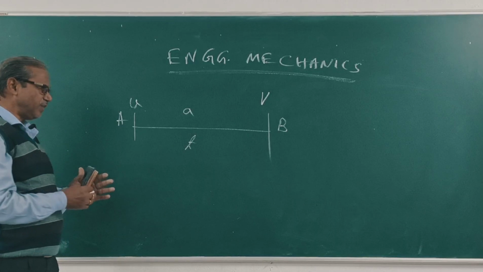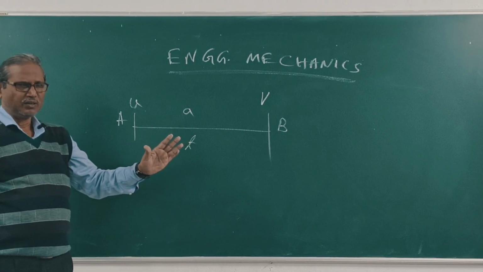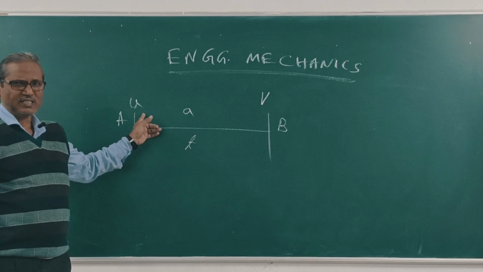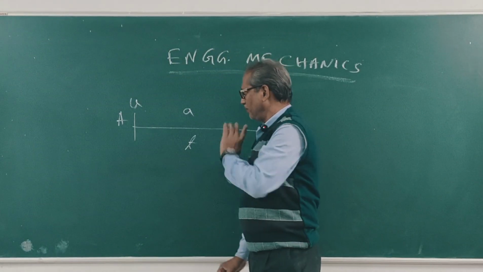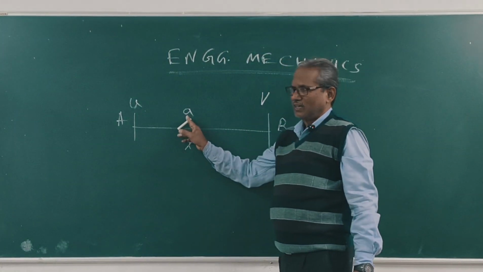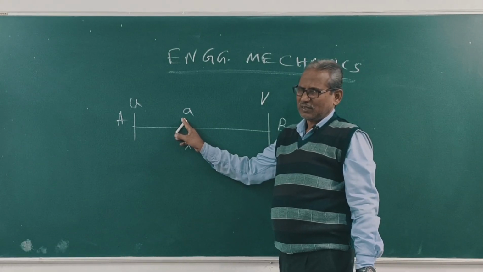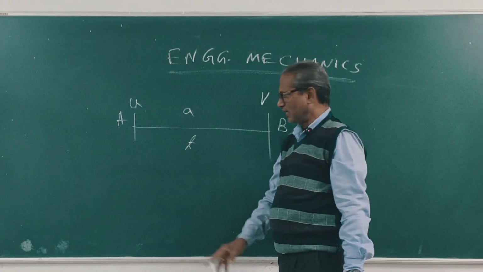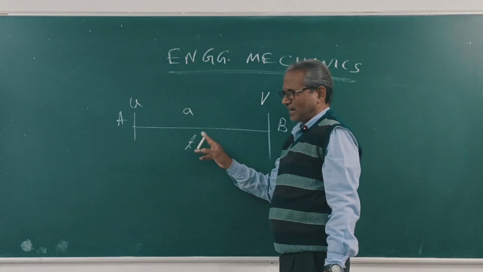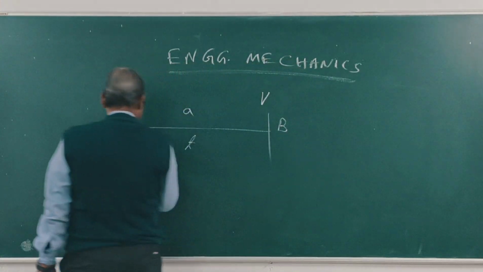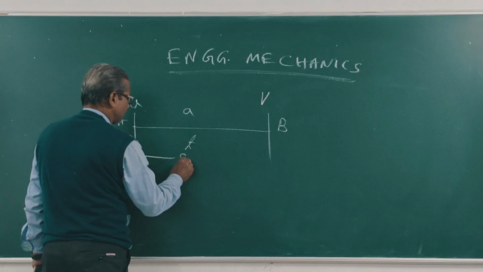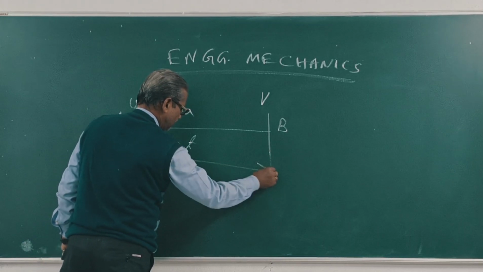Consider the motion of the body from A to B. At A, its initial velocity is u. At B, its final velocity is v. Let a be the uniform acceleration. The body moves with uniform acceleration, and t is the time taken from A to B. Let the total distance from A to B be s. Clear?